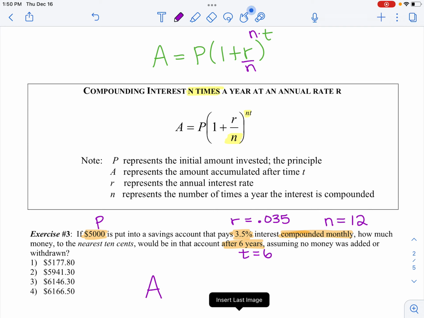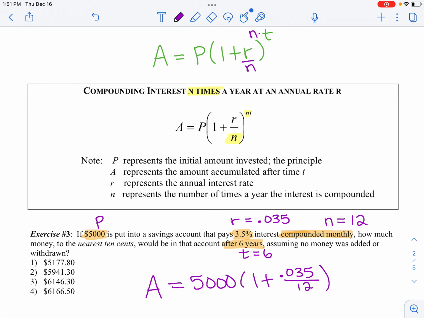So we have A equal to 5,000 times 1 plus our rate, which is 0.035. Now this is happening monthly, so it's going to get divided by 12. And it's raised to 12 times the time period, which is 6 years, so 12 times over the 6 years. So now let's go type that in.